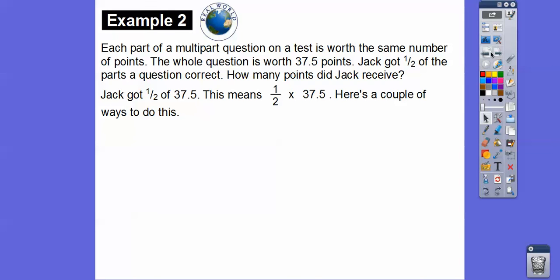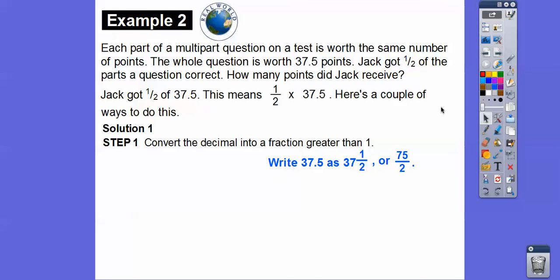So there's a couple ways we can do this, you guys. Here's the first way: we can convert the 37.5, the decimal right here, into a fraction. Okay, 37.5 is the same as 37 and a half. And then remember how to change this mixed number into an improper fraction, or a fraction greater than 1. 2 times 37 is 74, plus 1 is 75, so it equals 75 halves. So then we just find 1/2 of 75 halves. And then when we multiply fractions, top times top is 75, bottom times bottom is 4, so 75 fourths.